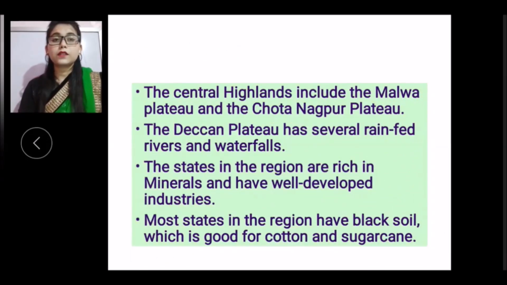Okay, the Central Highlands include the Malwa Plateau and the Chota Nagpur Plateau. And the Deccan Plateau has several rain-fed rivers and waterfalls. The states in the region are rich in minerals and have well-developed industries. Most states in the region have black soil, which is good for cotton and sugarcane.